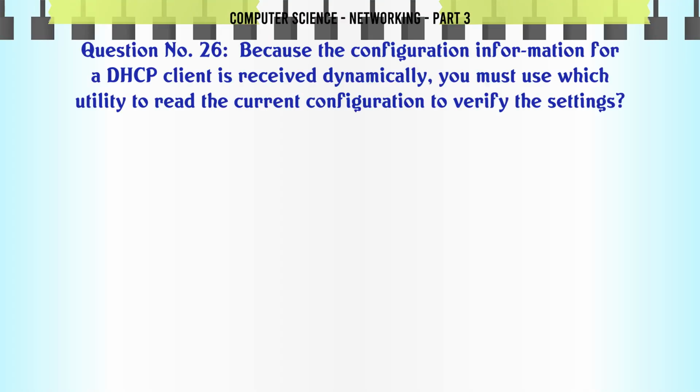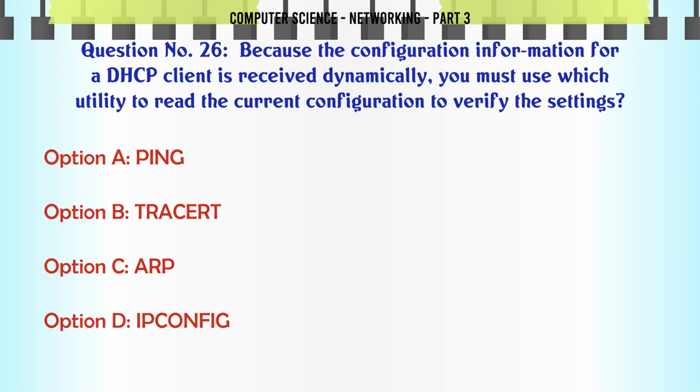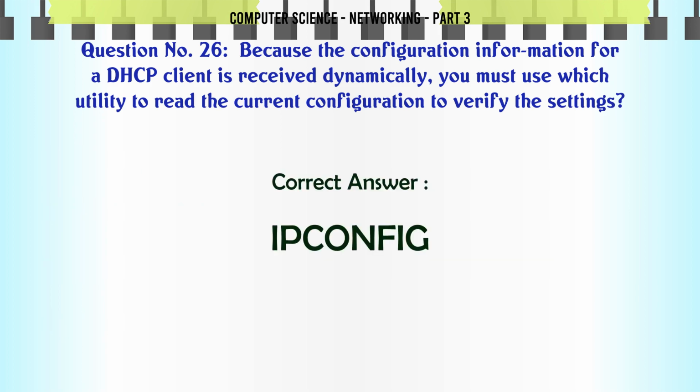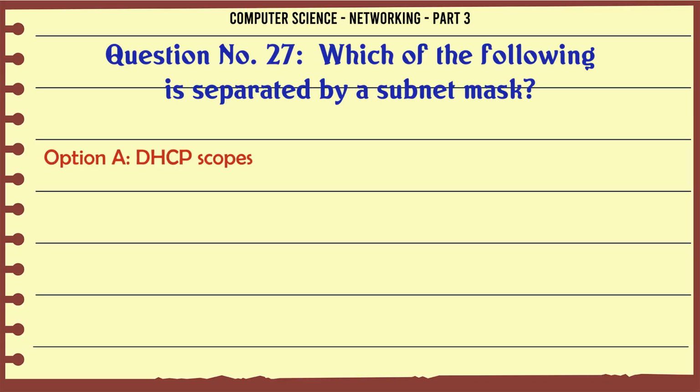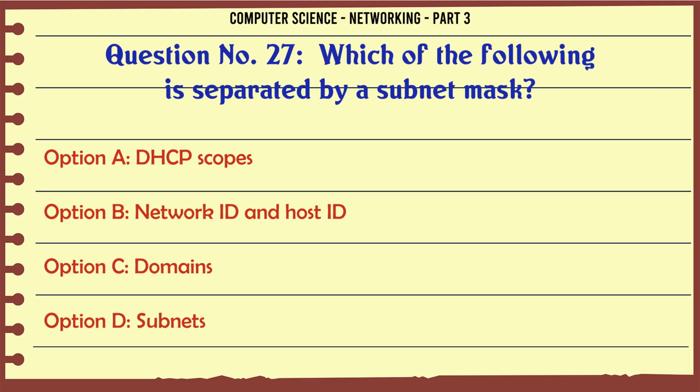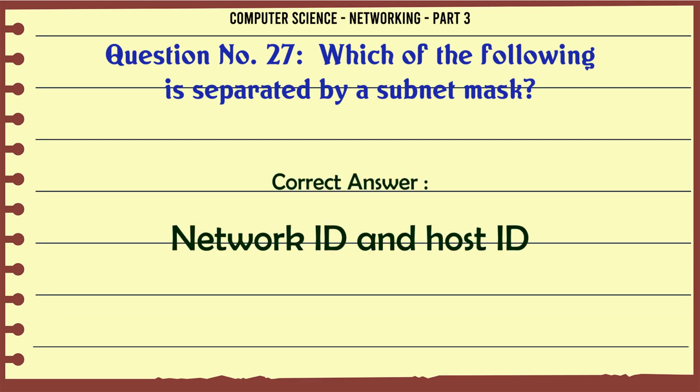Because the configuration information for a DHCP client is received dynamically, you must use which utility to read the current configuration to verify the settings? A, Ping. B, Tracert. C, ARP. D, ipconfig. The correct answer is ipconfig. Which of the following is separated by a subnet mask? A, DHCP scopes. B, network ID and host ID. C, domains. D, subnets. The correct answer is network ID and host ID.